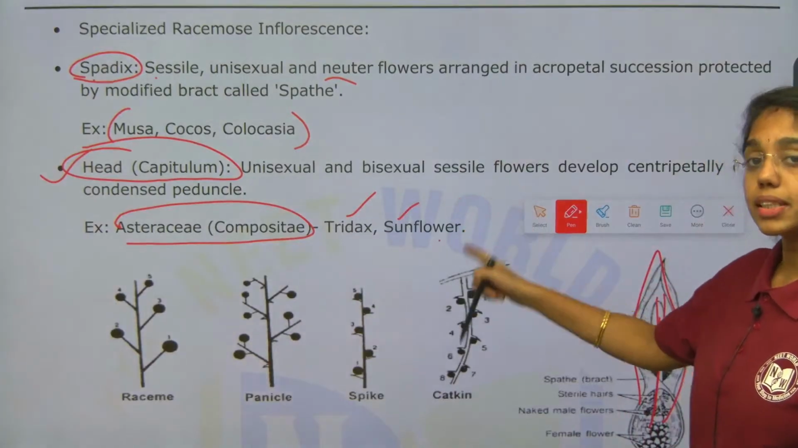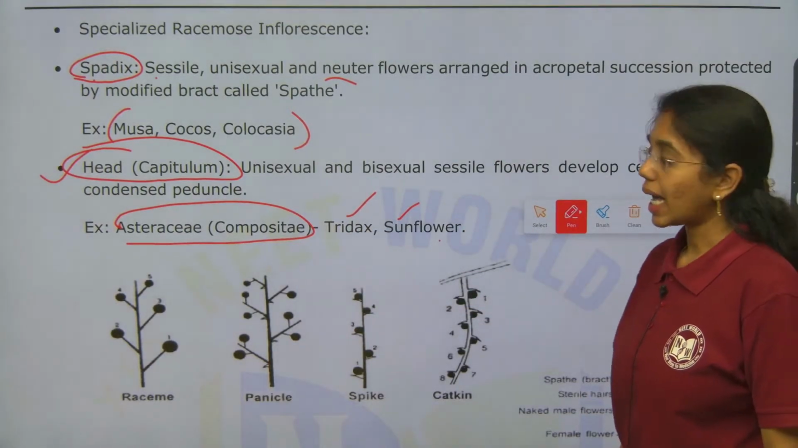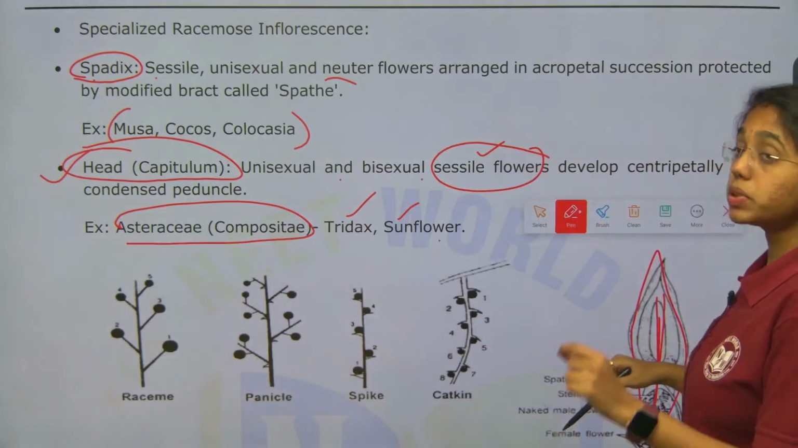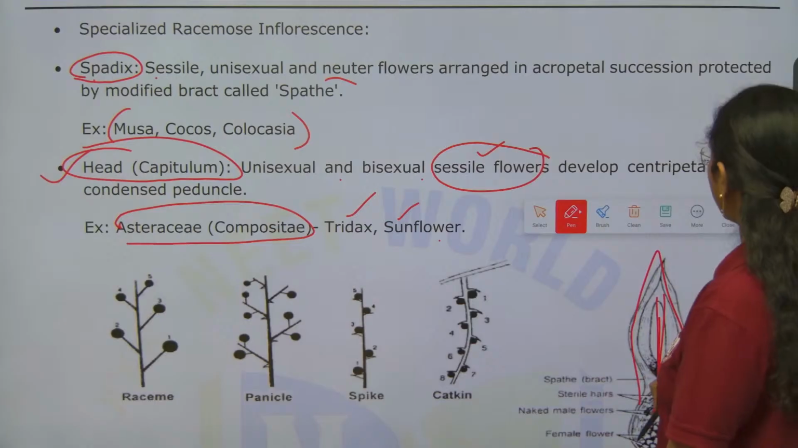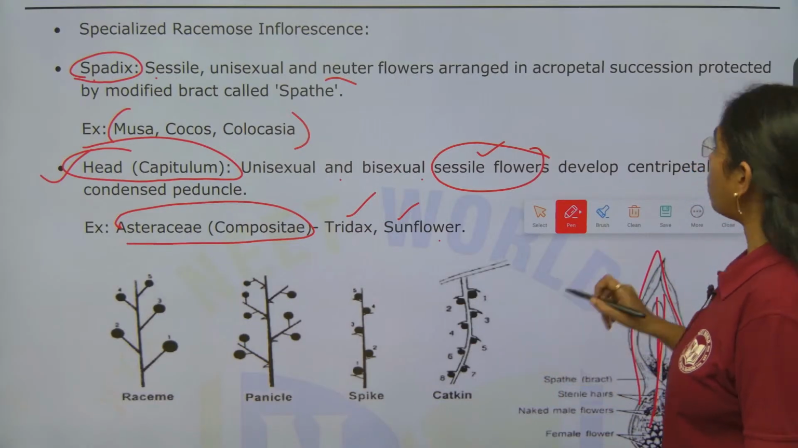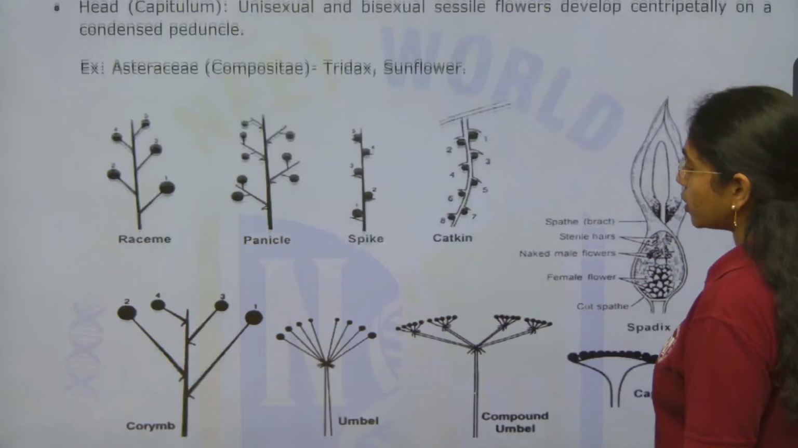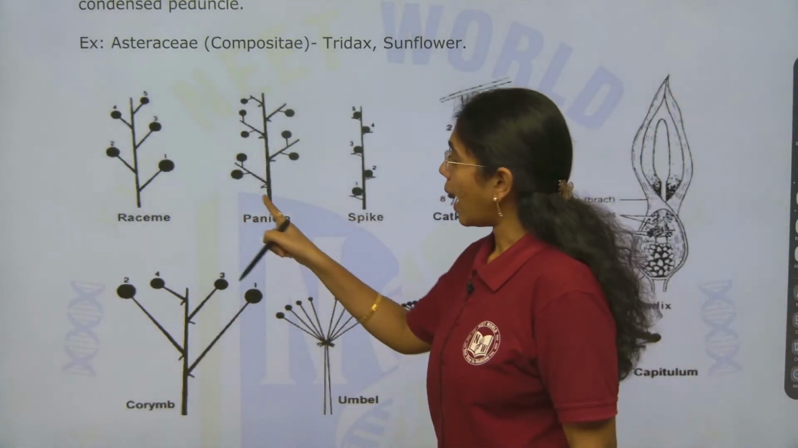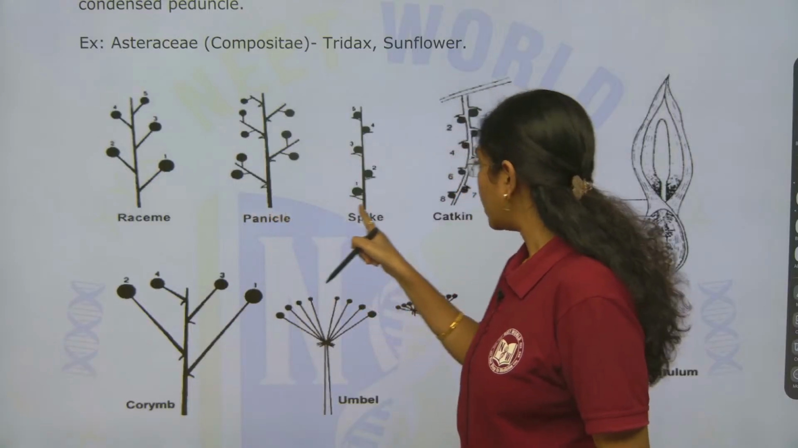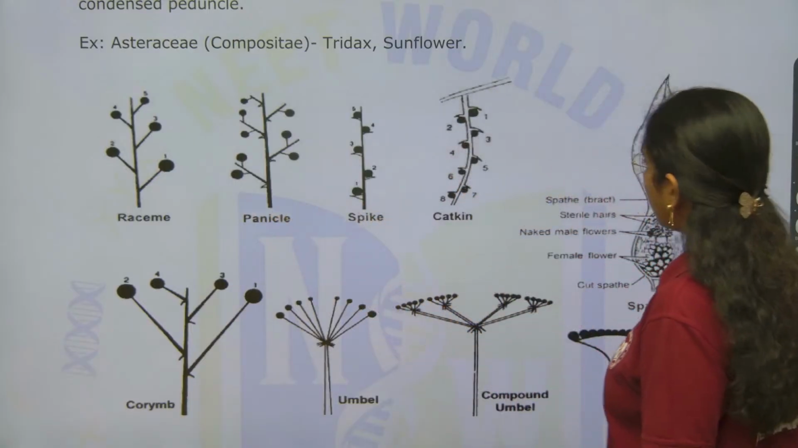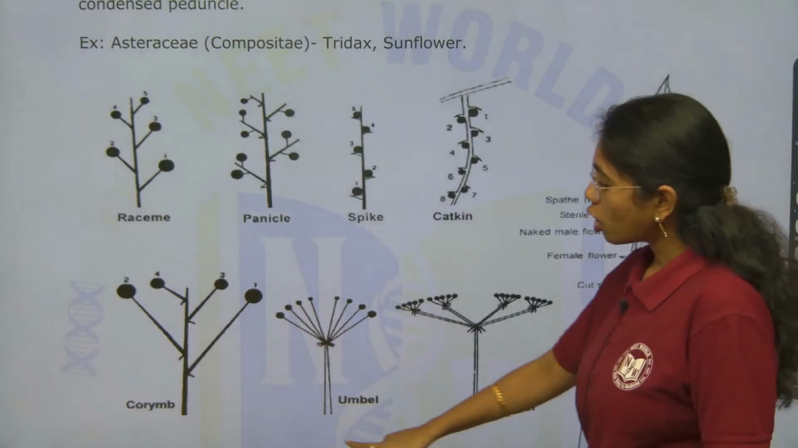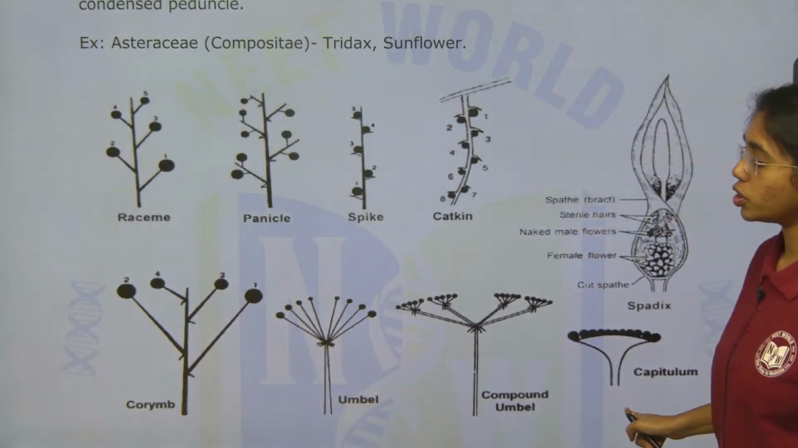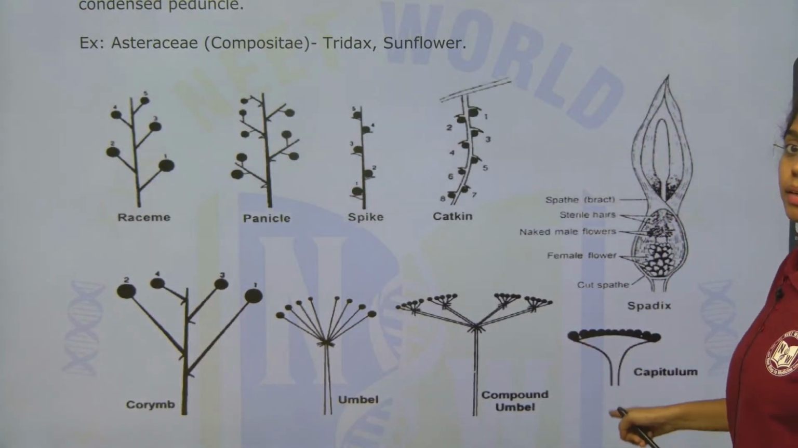Here how can you describe this type of inflorescence? Unisexual, bisexual, sessile flowers. They develop centripetally, okay, they develop centripetally on a condensed peduncle, okay. Mode of development is what? Centripetal. So here you can see simple raceme and panicle, which is a compound raceme, spike, okay, and here you can see spadix, corymb, and here it is umbel, compound umbel, head inflorescence or capitulum. These are the diagrams to be highlighted.